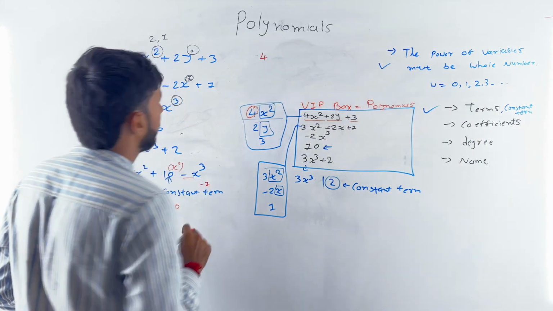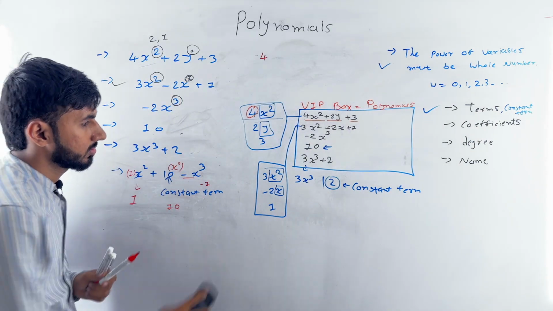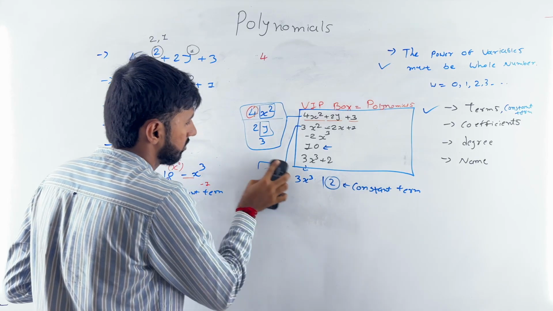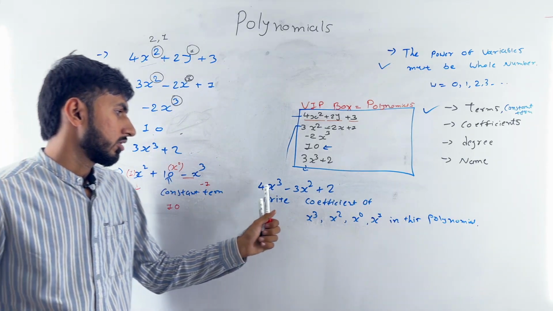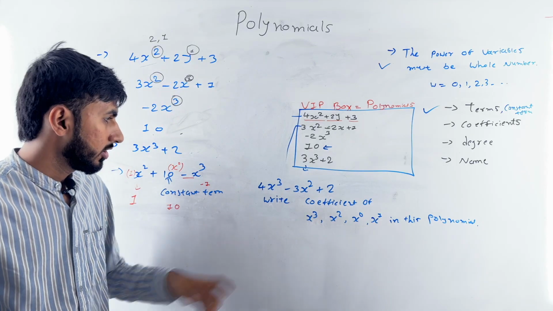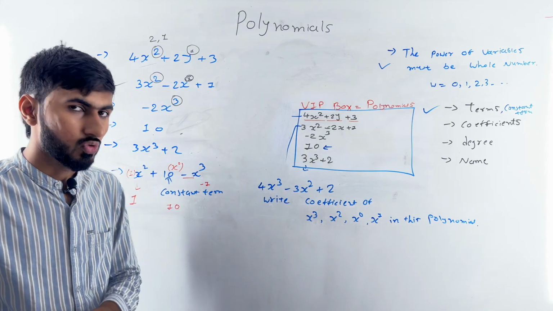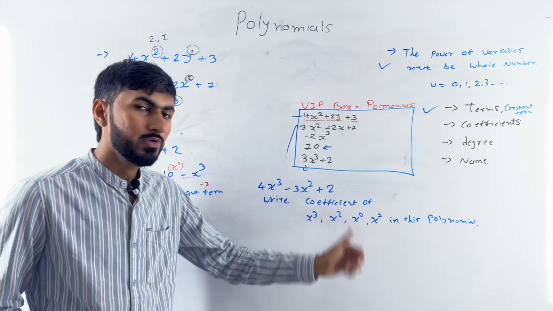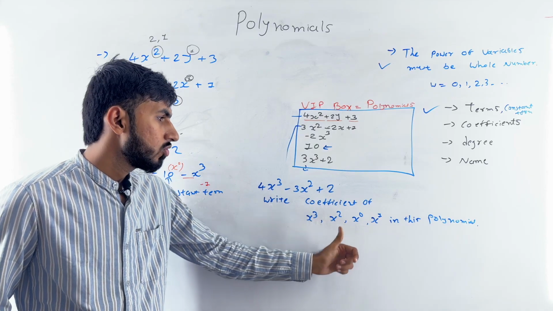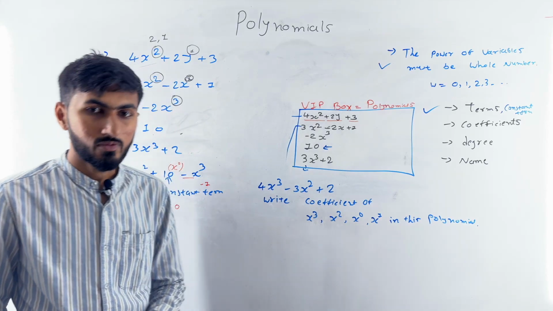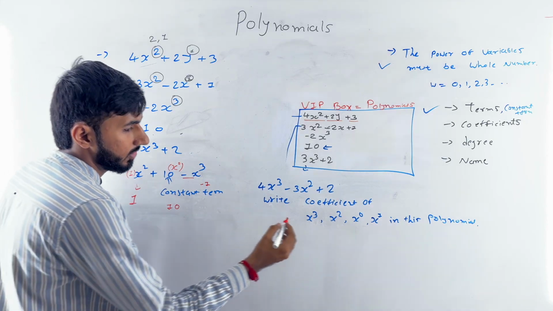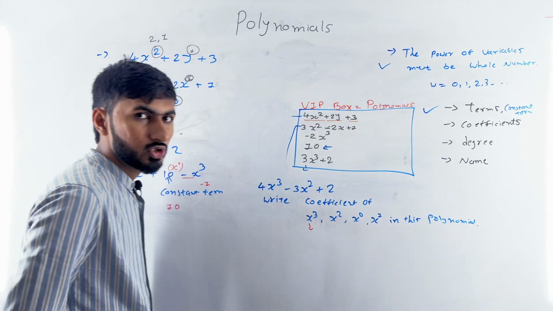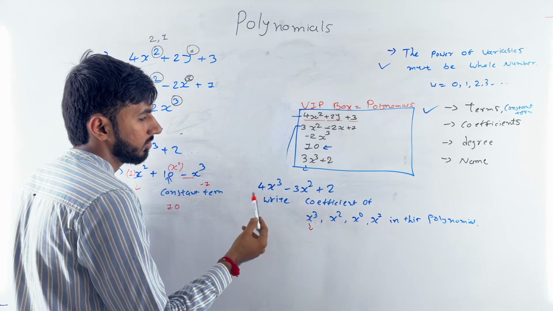So let me ask you a question by giving a polynomial. The question will be asked in this form. You are given a polynomial: 4x cube minus 3x square plus 2. You have to write down the coefficients of x cube, x square, x power 0 and x power 1 in that polynomial, right? So if I want to write the coefficient of x cube, let us see where is x cube.